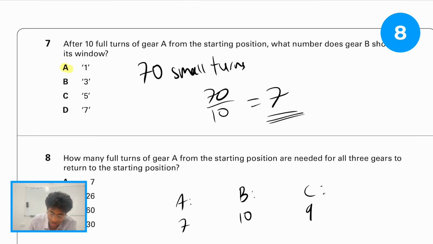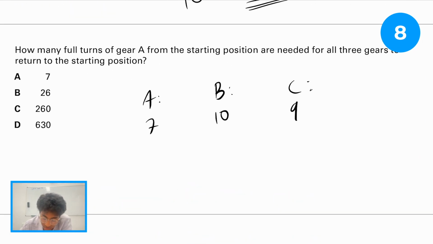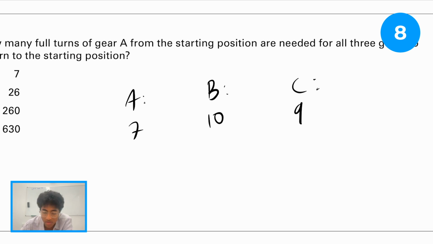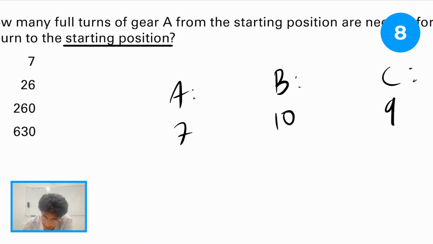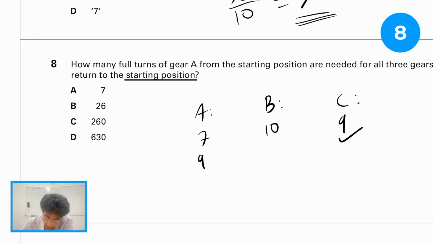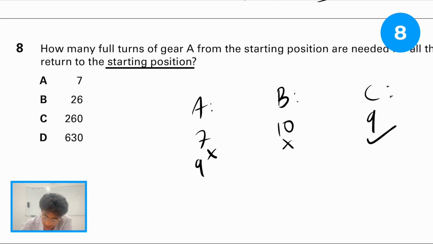Okay? So let's see. We need to find the lowest common multiple of these 3. Everyone understand why? Because think, it has to be a lowest common multiple because the number that we get has to divide all 3 numbers into a whole number. If there's a remainder, that means it's not a full turn and that it won't be the starting position, right? Like, for example, if I do 9 turns, even though gear C will go back to normal, gear B will not go back to normal, and gear A will not go back to normal because it's not evenly divided, right?